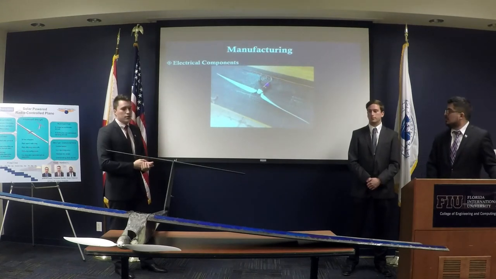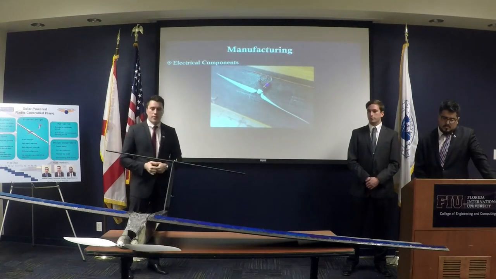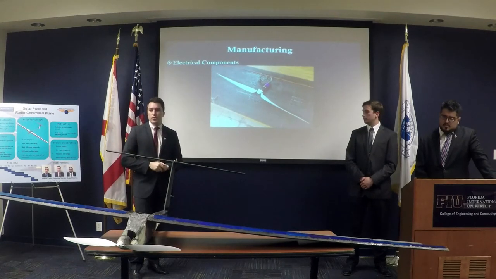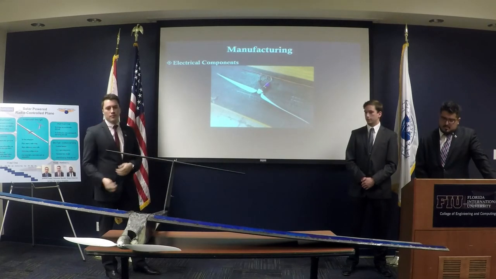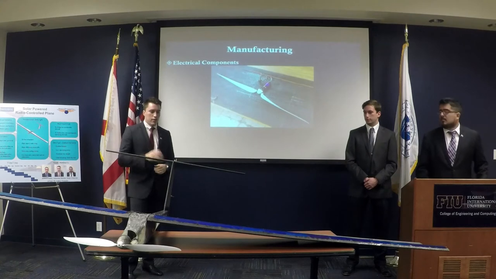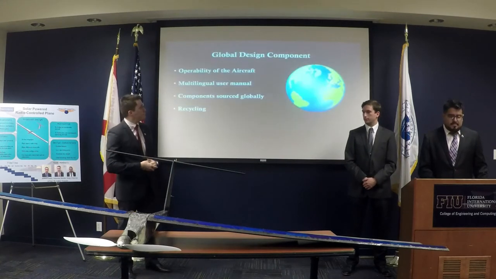Then, for the electrical components, we added them all after the manufacturing of each section, except on the wings, in which we inserted all the wiring. The motor, the propeller, the battery, and the telemetry system went into the fuselage, and we cut hatches for all of the servos and wiring.